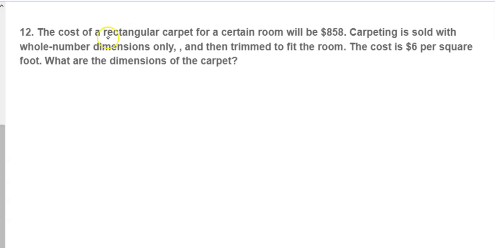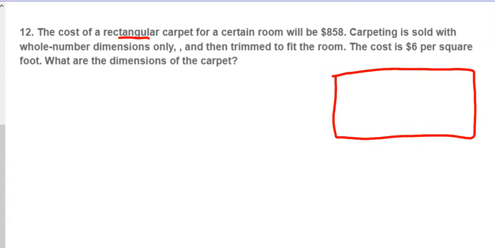Okay, so I know that again, the carpet is rectangular. So I'm just going to draw a rectangle. And the carpet cost will be $858. So again, this is kind of a cost that I have to think about. I'm going to somehow have to pair these two numbers up together. Okay, so $858 is going to be the total. I'm going to have to figure out, again, $6 per square foot.